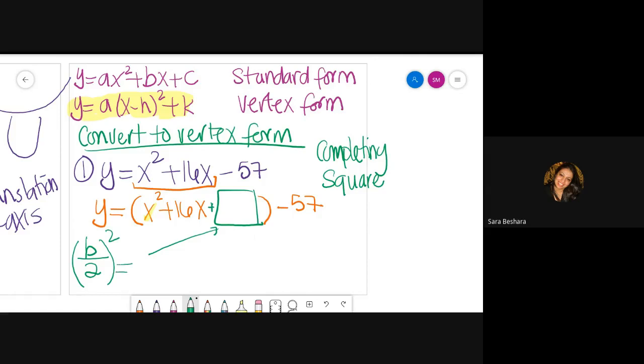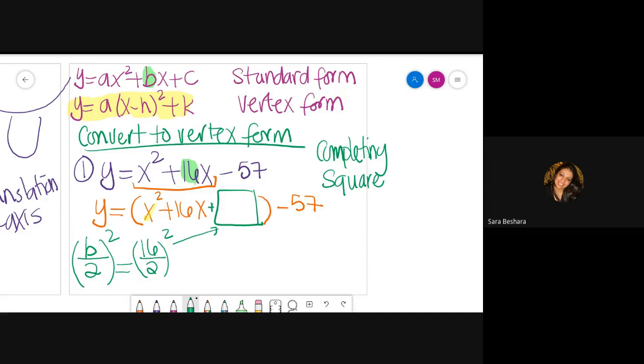All right, where do we get the b from? Well, remember where the standard form is. Look at the standard form on the top. What's b? b is the coefficient of x. So where is that? If you look at the actual problem given to you, b is the number in front of your x, which is 16. So it's 16 divided by 2, squared.